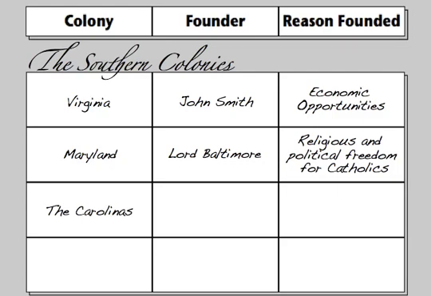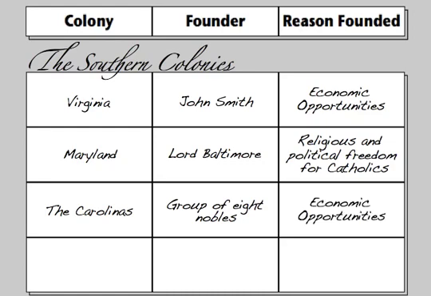And then we have the Carolinas. Now, the Carolinas were founded originally by that group of 8 nobles. And eventually we know the Carolinas are going to split into 2 different colonies, North Carolina and South Carolina, but they were both formed for the same reason, which was to provide economic opportunities for the people who were living there. And then finally, our last colony was Georgia.